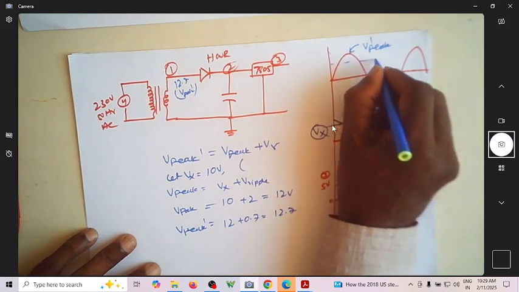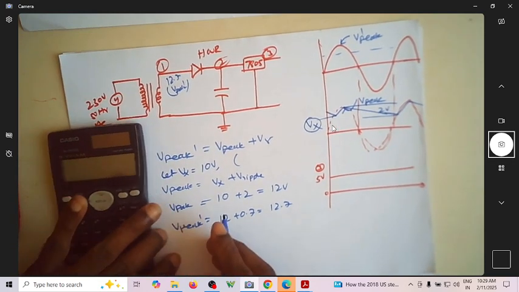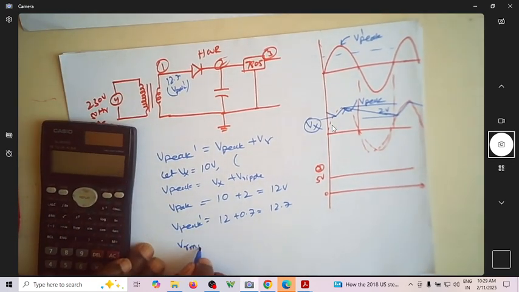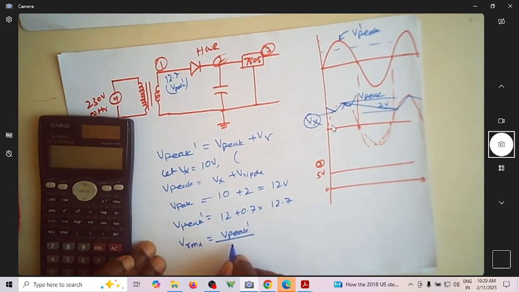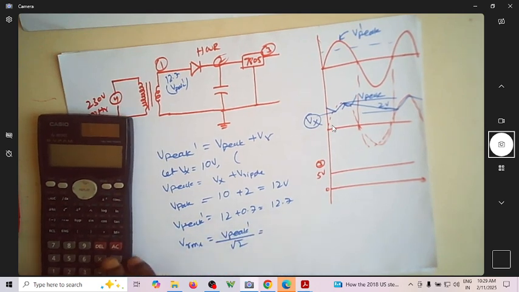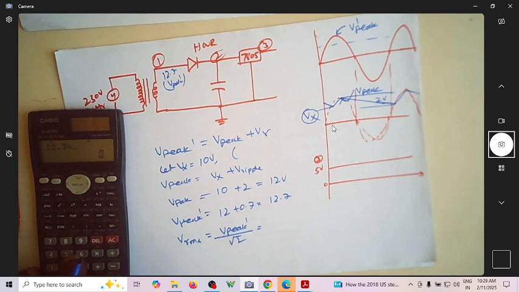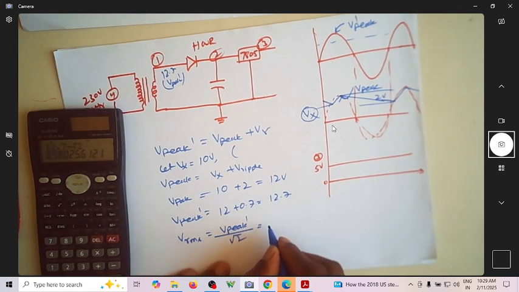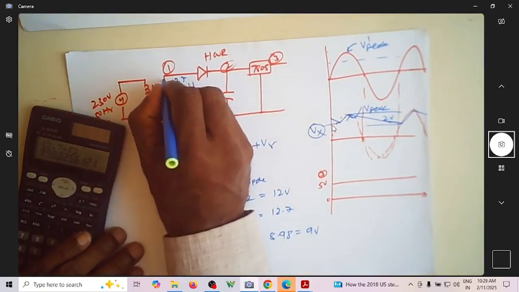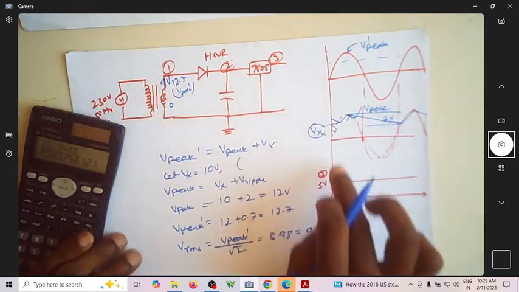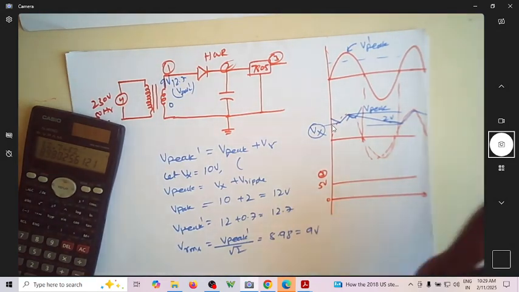If I find the RMS, what is the VRMS of the transformer? It is V peak dash by root 2, which is 12.7 divided by root 2. It is 8.98, which is equal to 9 volt. So if you use a 9 volt transformer, it will give you 12.7 as the peak voltage. Then you can comfortably get the required voltage here.